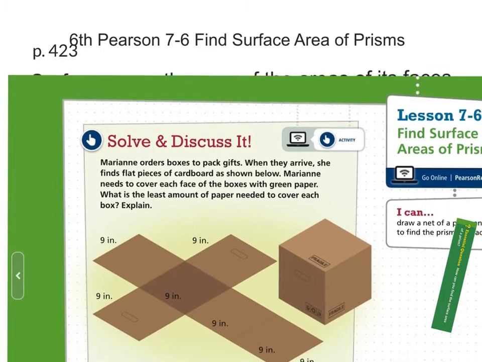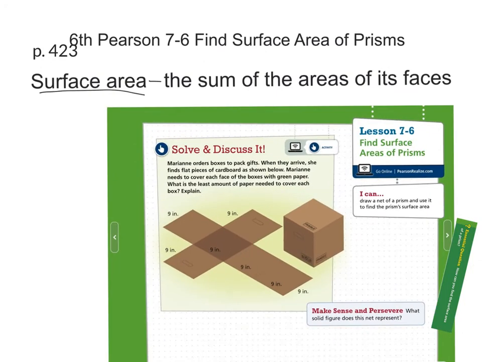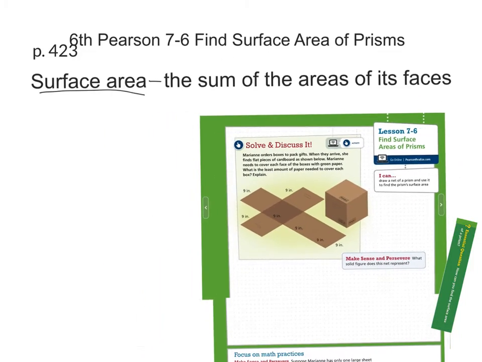So what they did, they unfolded this, and then basically we've got 6 different rectangles, and we could find the area of one of those. In this case, this looks to be a cube, so you could just find the area of one of these and then multiply that answer by 6 to get the total surface area. If you're curious, one side area would be 81 square inches if you do 9 times 9, and then 81 times 6 is 486.